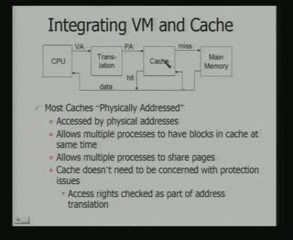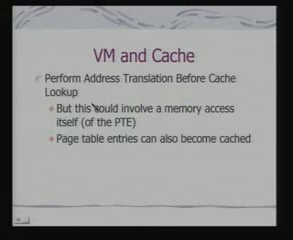So, there has to be some architectural innovation to overcome this problem. How is this problem overcome? You perform address translation before cache lookup. So what you need to do, therefore, is make the page table entries cached. Since this lookup involves memory access, it is no longer efficient. So, make page table entries cached.